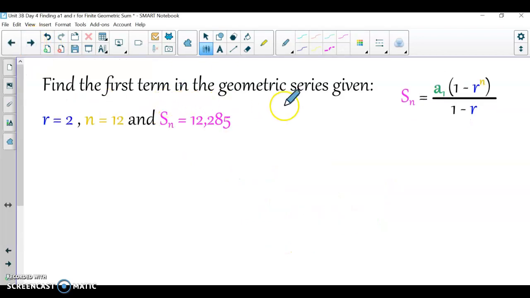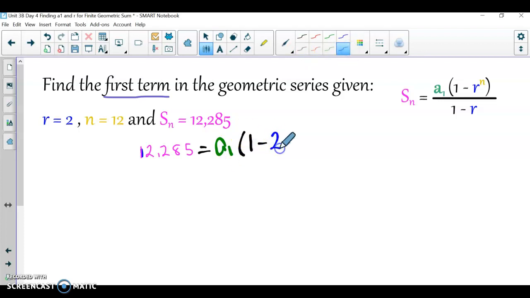Let's try a different type of problem. Now we are looking for the first term. We don't know what the first term is. That's what we're looking for. So again, using my formula, I know what Sn is. I have 12,285. That is equal to my first term, which I don't know, so we're going to put A1, and then 1 minus my ratio, which is 2, to the nth power, and this time we know our n, that is 12. And then at the bottom, we'll do 1 minus 2.